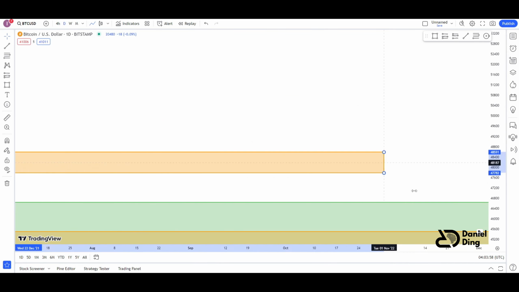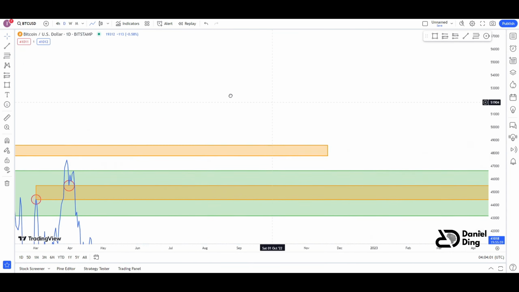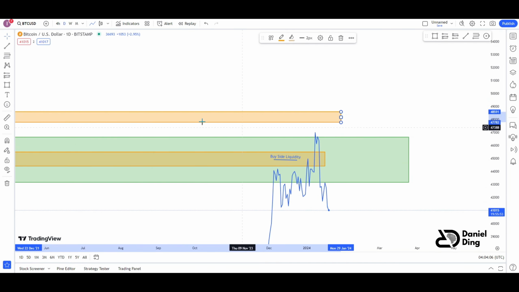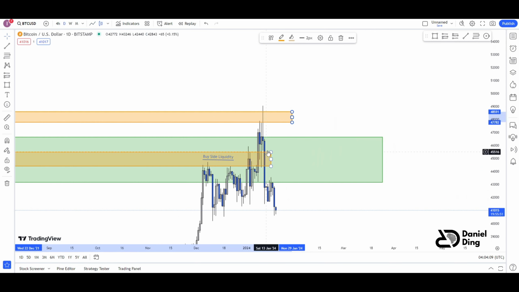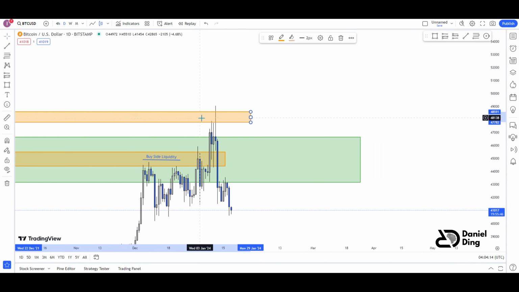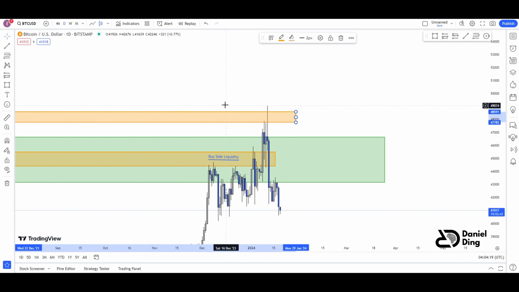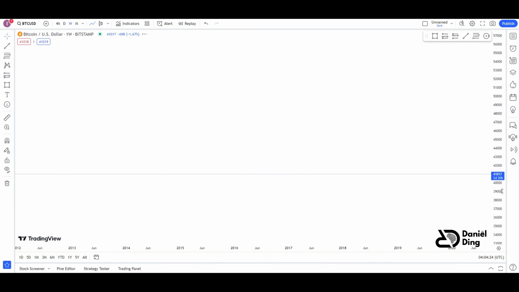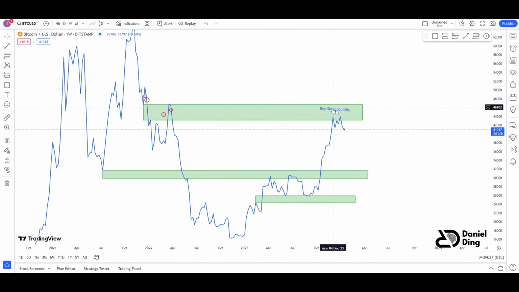So let's see where. See that? So this base has been broken. Orders here have been collected. So that's why the price dropped. Now, let's go back to weekly time frame. And to answer your question, why Bitcoin next stop is 35K.